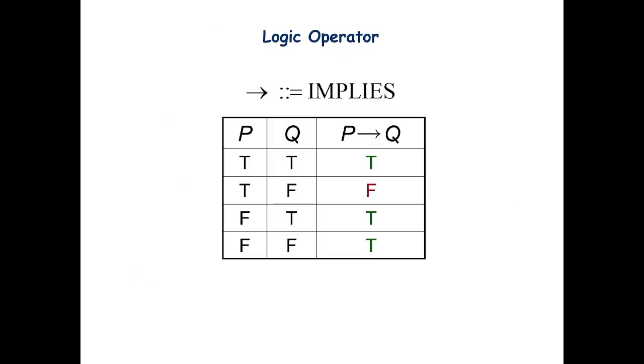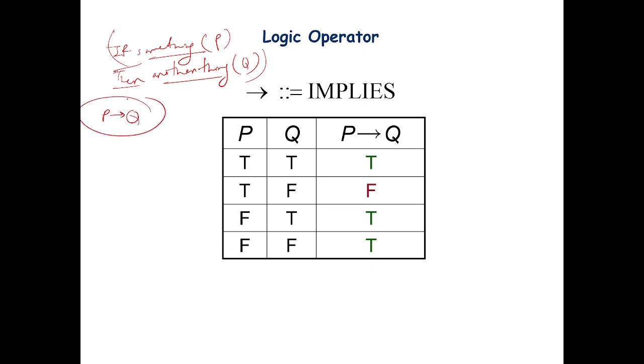Logic operators. If something, then another thing. Let's call this something P, and the other thing Q. To write it mathematically, you can write P implies Q. This sign is equivalent to saying "implies" in English. So P implies Q.